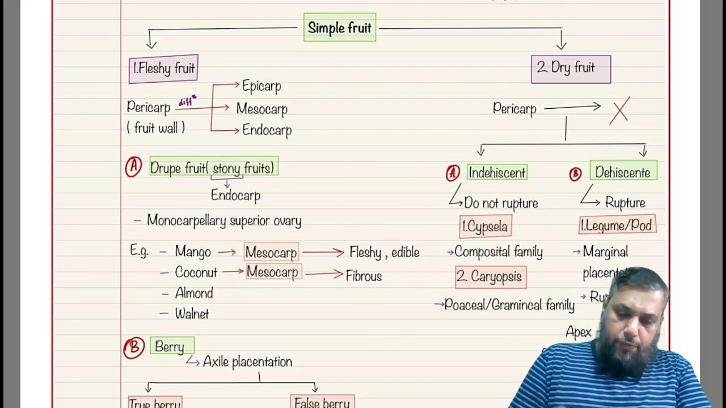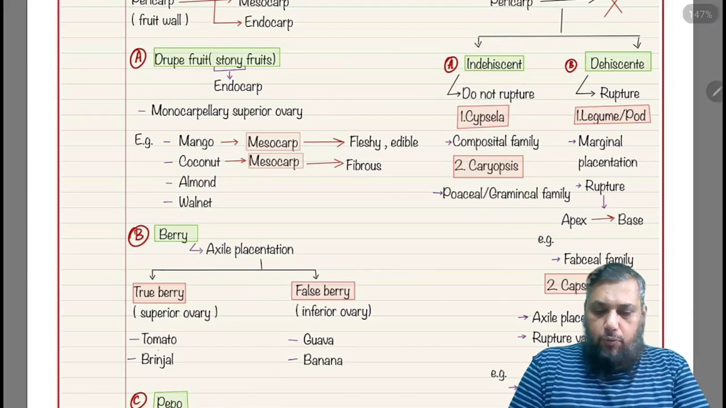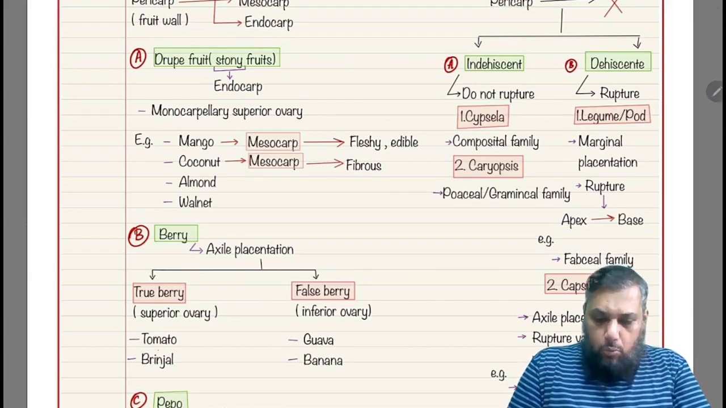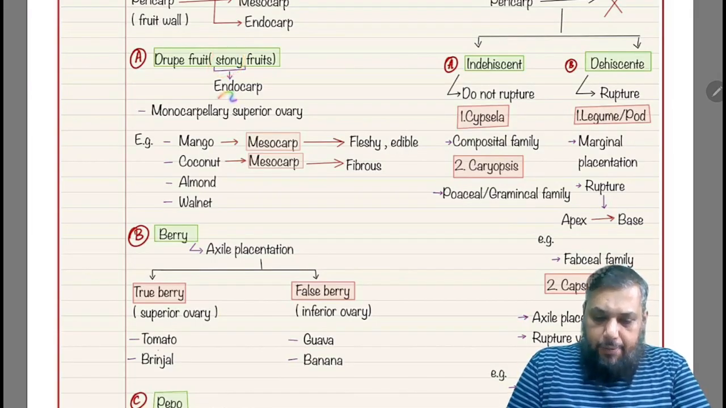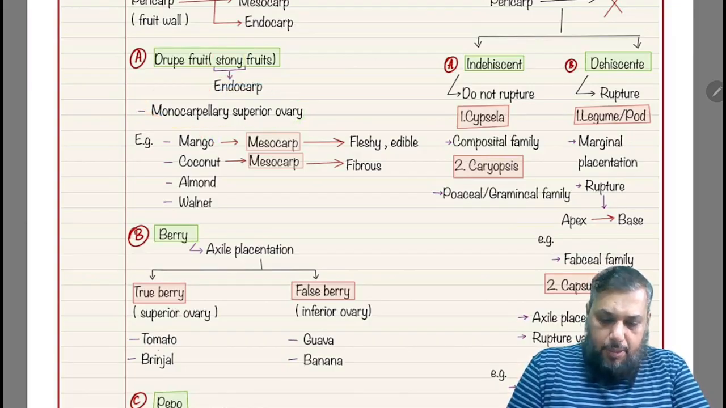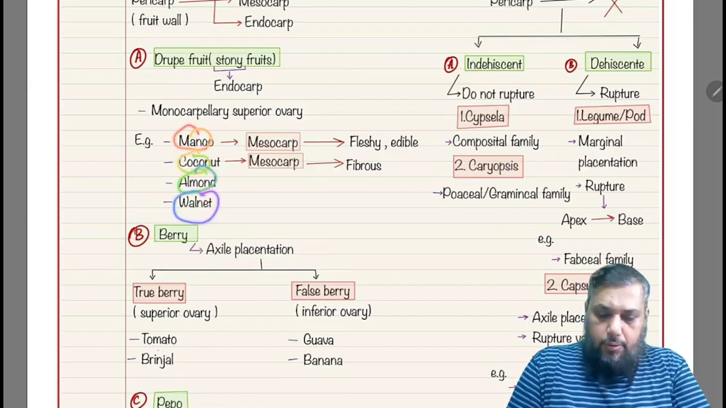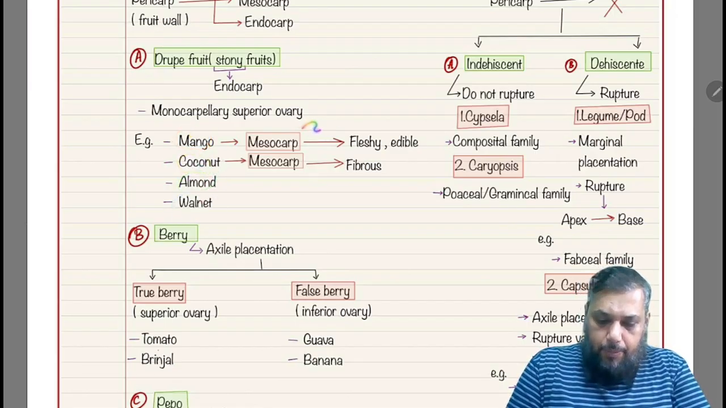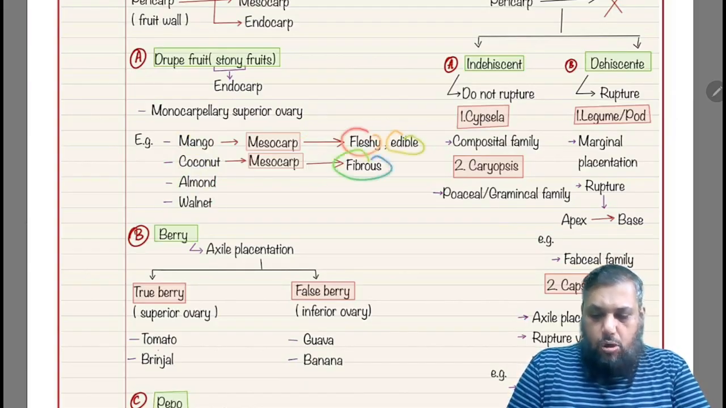तो फ्लैशी फ्रूट्स में there is a type which is called as a drupe fruit. Okay, and drupe में the endocarp is going to be stony. Okay, and it develops from a monocarpellary superior ovary. इसके एग्जांपल्स में आता है मैंगो, कोकोनट, आलमंड, walnut. Mango and coconut में, in mango the mesocarp is fleshy and edible, whereas in coconut the mesocarp is fibrous.